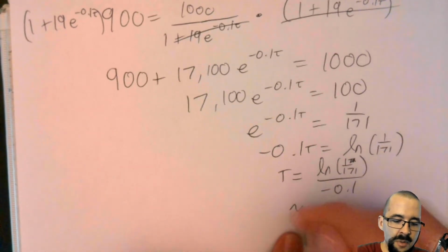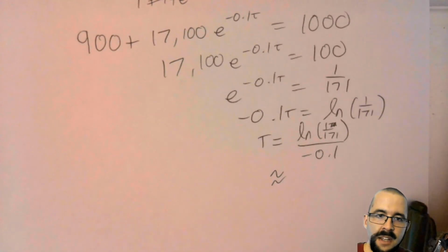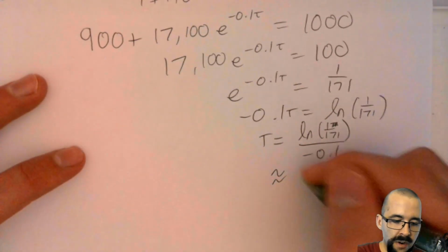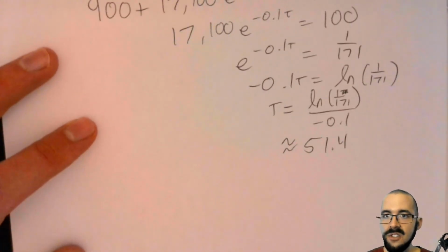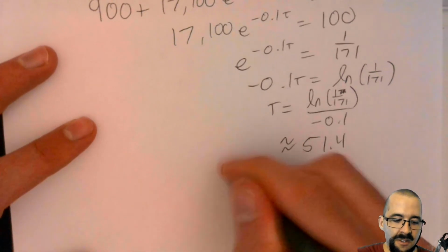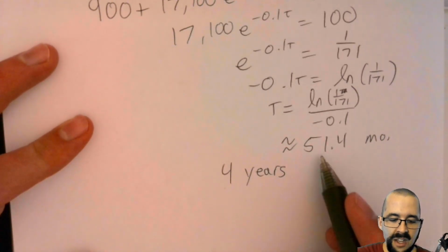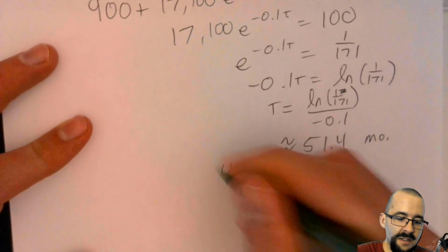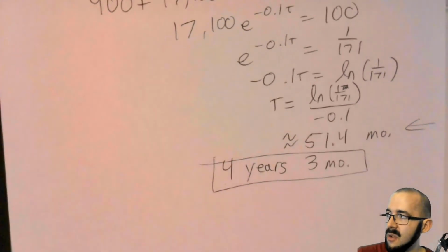And that could be simplified a little bit, but we're just going to plug it into our calculator to see what t has to be. If you type that in, you get 51.4. That's how many months it's going to take to have 900 fish. So again, that's like 4 years. 4 years is 48 months, and then 3.4 months, approximately. And again, I would take this answer over here as well, 51.4 months. I'll take it here.